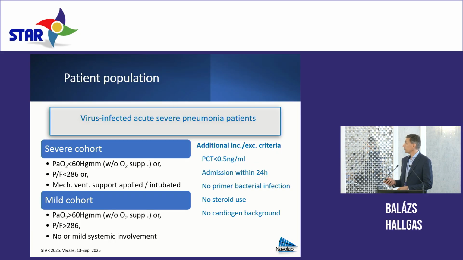And one of the most important exclusion criteria is that the patient should not have a primary bacterial infection. So that's why the cutoff for PCT is set at 0.5 nanogram per liter.